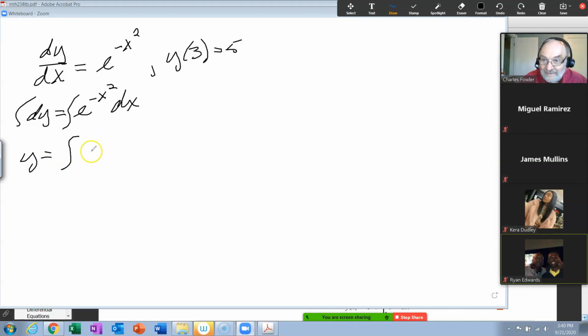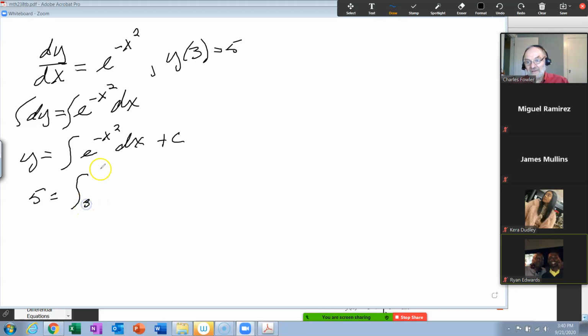I can't integrate that, and I bet you can't either. E to the minus x squared dx plus c. That's all we can leave it as there. But we can plug in when x is equal to 3, y is equal to 5. So this will be 5 is equal to, and we'll do what they did before. We'll put this as 3 to x e to the minus t squared dt, just using a dummy variable there, plus c.